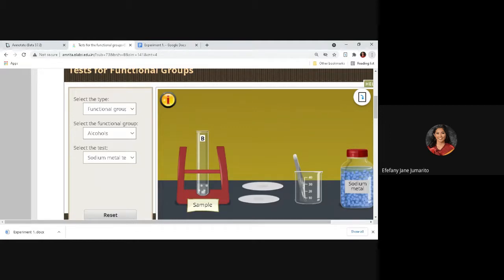Now, you put that in your observation and then your inference. For example, for observation you see effervescence is produced. Then for your inference, you say it is due to the presence of what?